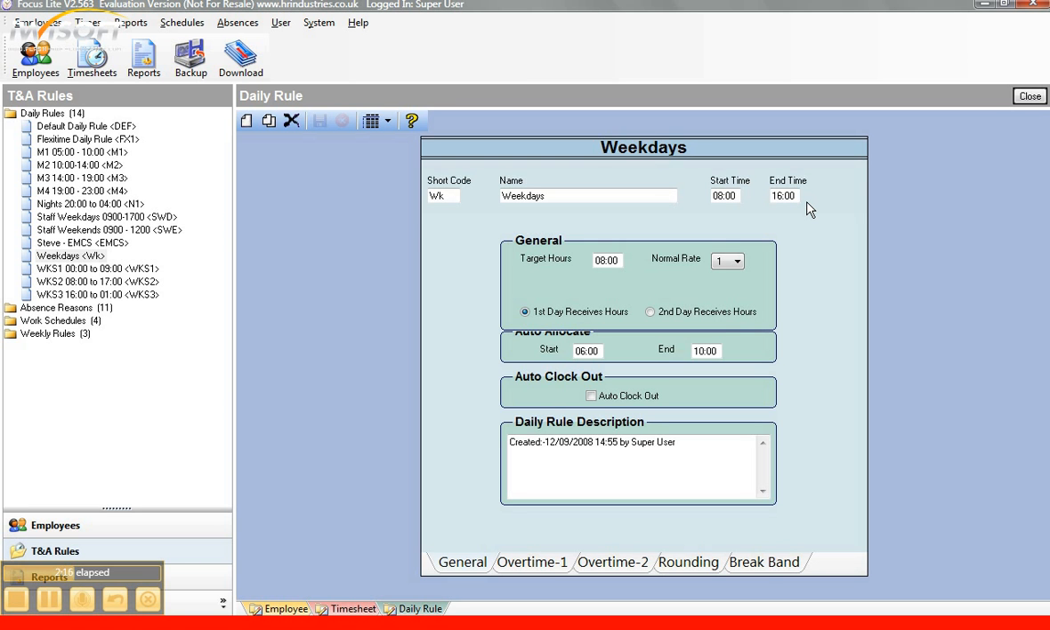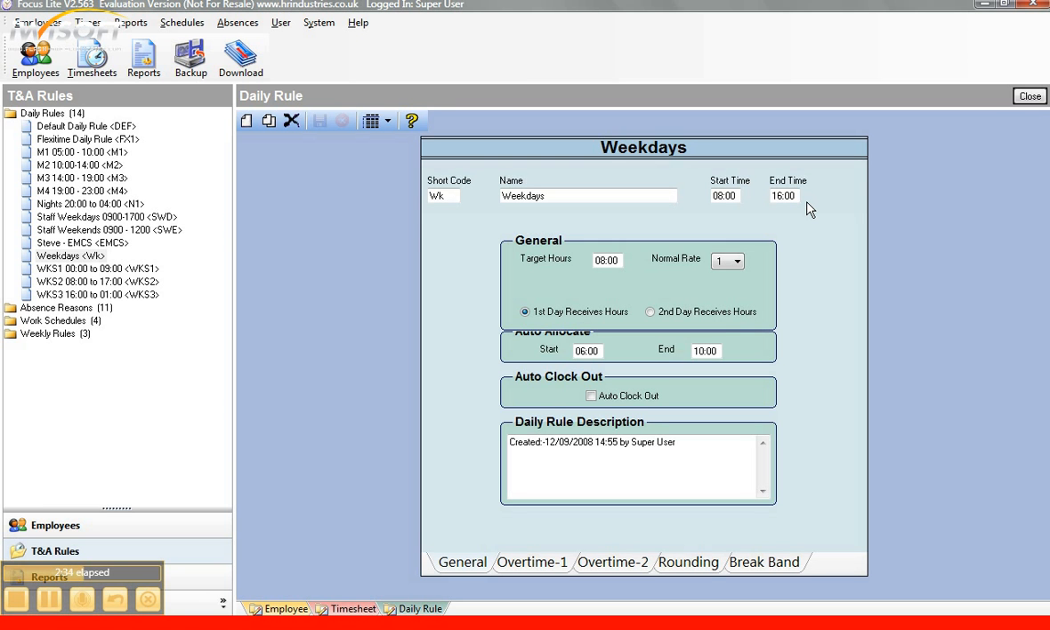The thing to understand with daily rules is that they're essentially individual shift days. At this stage, they're not allocated to a specific day of the week or to groups or specific employees. We must, however, create enough daily rules to cater for all variations of shifts within an organisation.